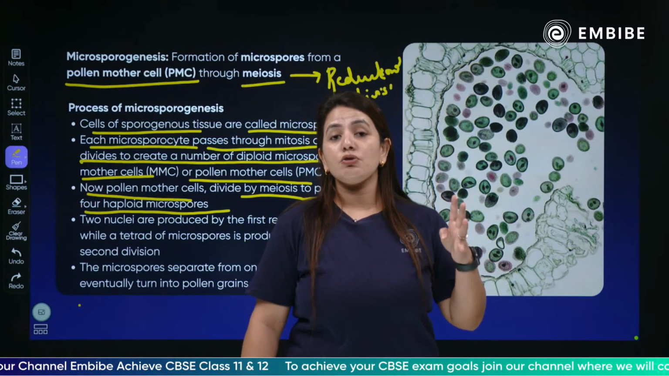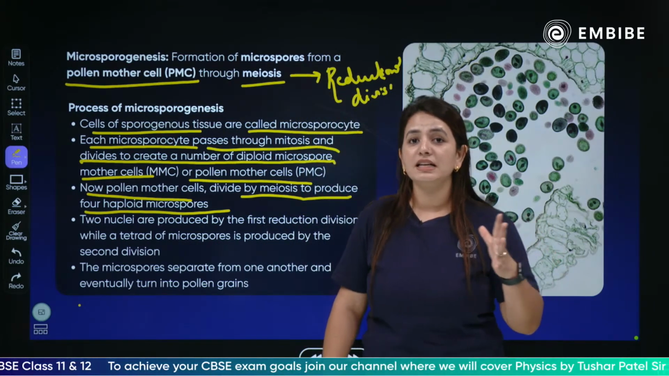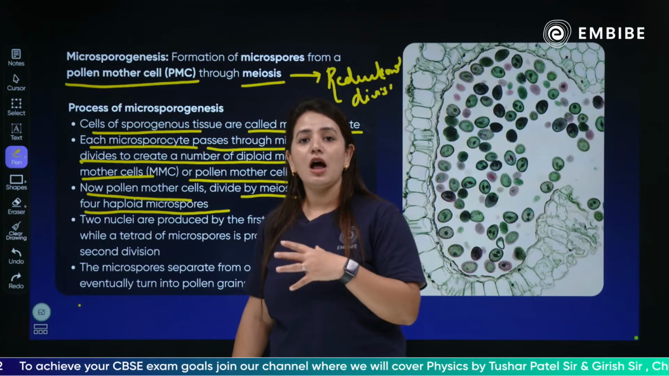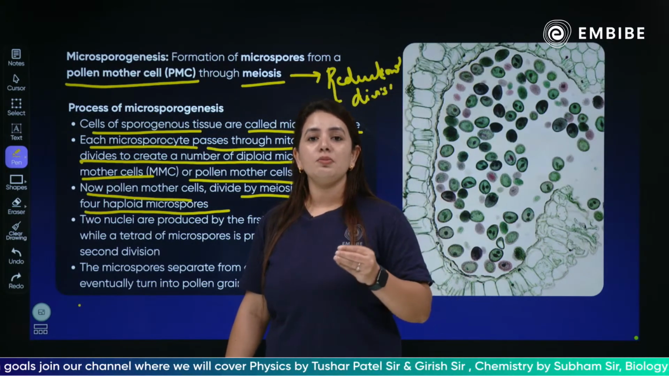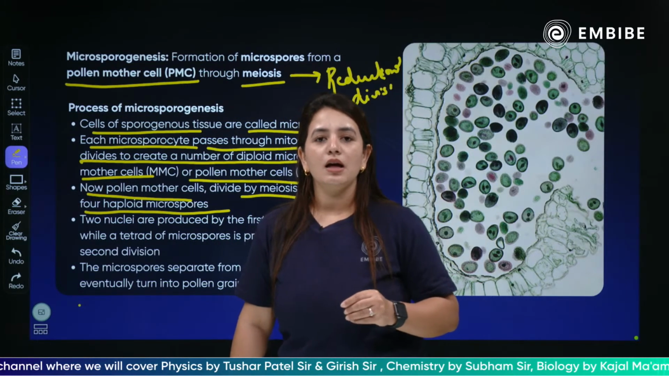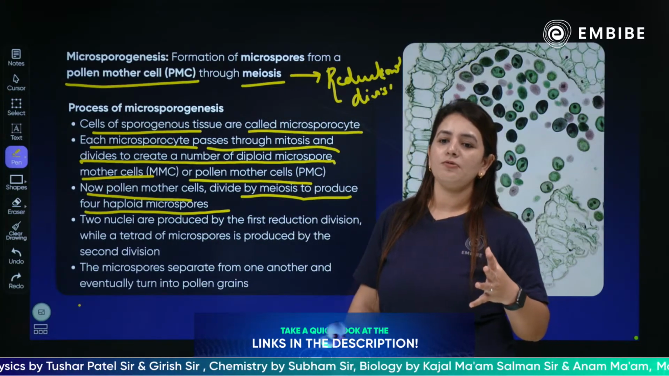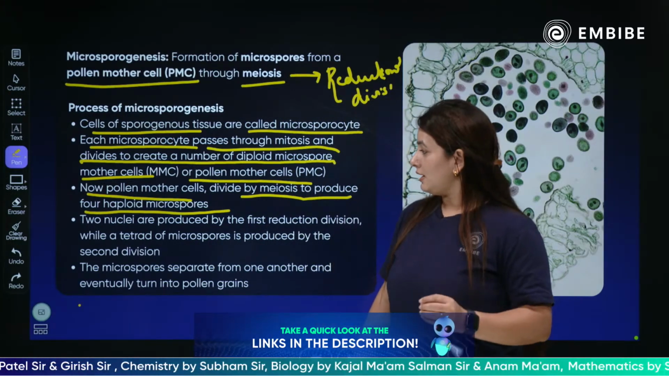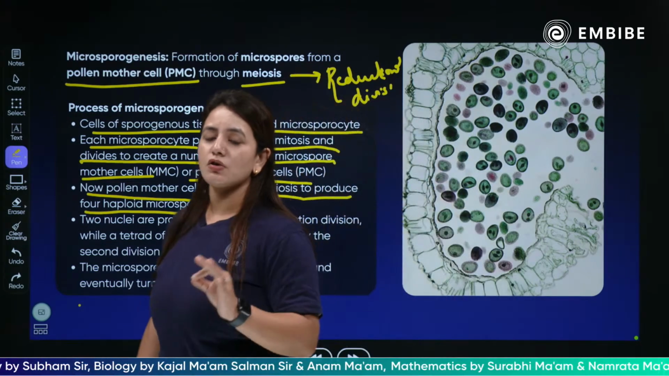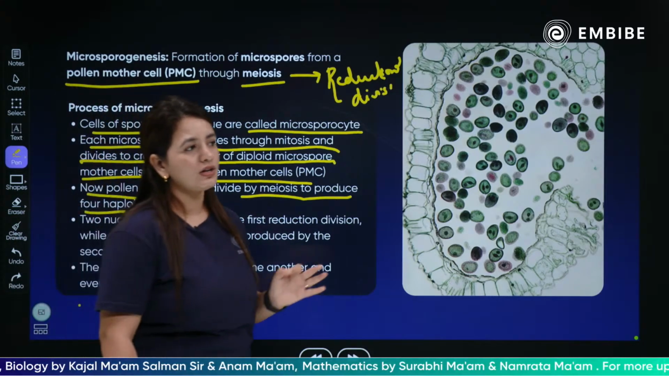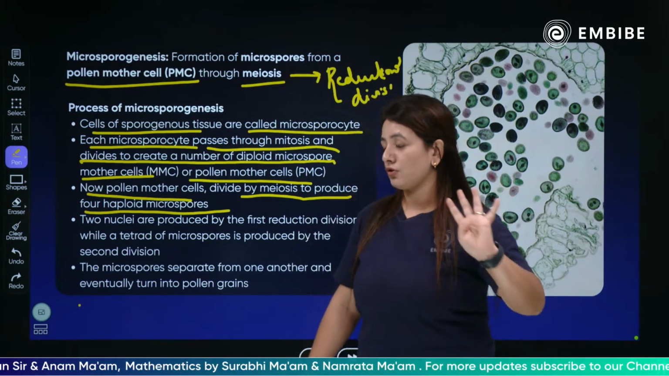If you remember meiosis first and meiosis second, meiosis first is the reductional division in which half of the chromosome number will be reduced. So children, talking about the pollen mother cell, it will undergo the process of meiosis, which is a reductional division, and develop 4 microspores.